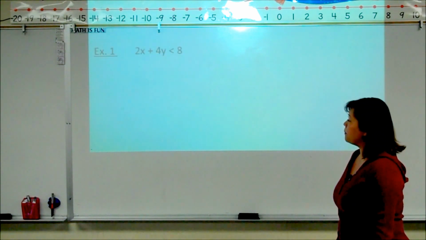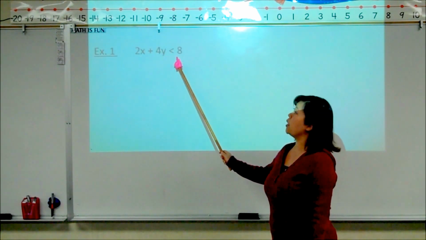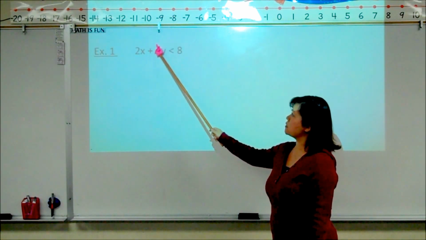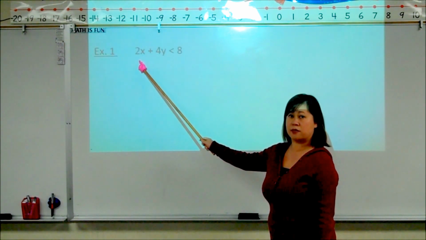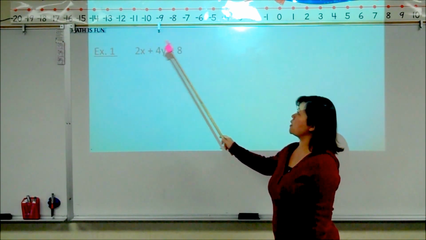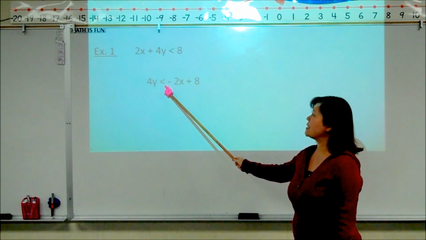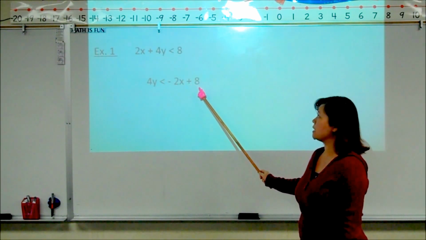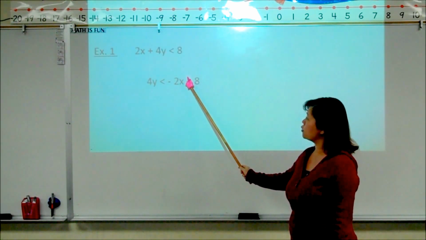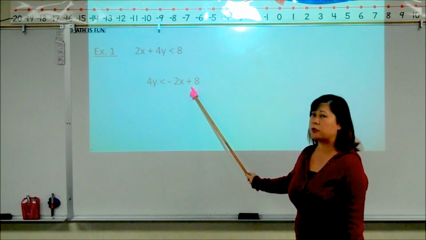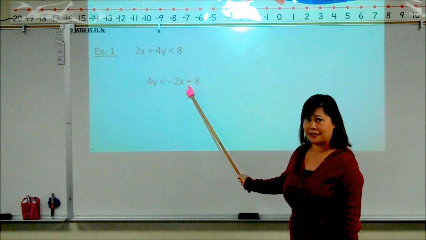So let's go ahead and do example 1. Example 1 is 2x plus 4y is less than 8. So I have to keep my 4y over here on the left side of the inequality. So we want to bring the 2x over to the other side. So I'm going to subtract 2x on both sides of the inequality sign. And what we have is 4y is less than negative 2x plus 8. The plus 8 is because this is a positive 8, and we scooted it over to the right-hand side, so that's a plus 8. If this was a negative, then this would have been a minus instead, okay?